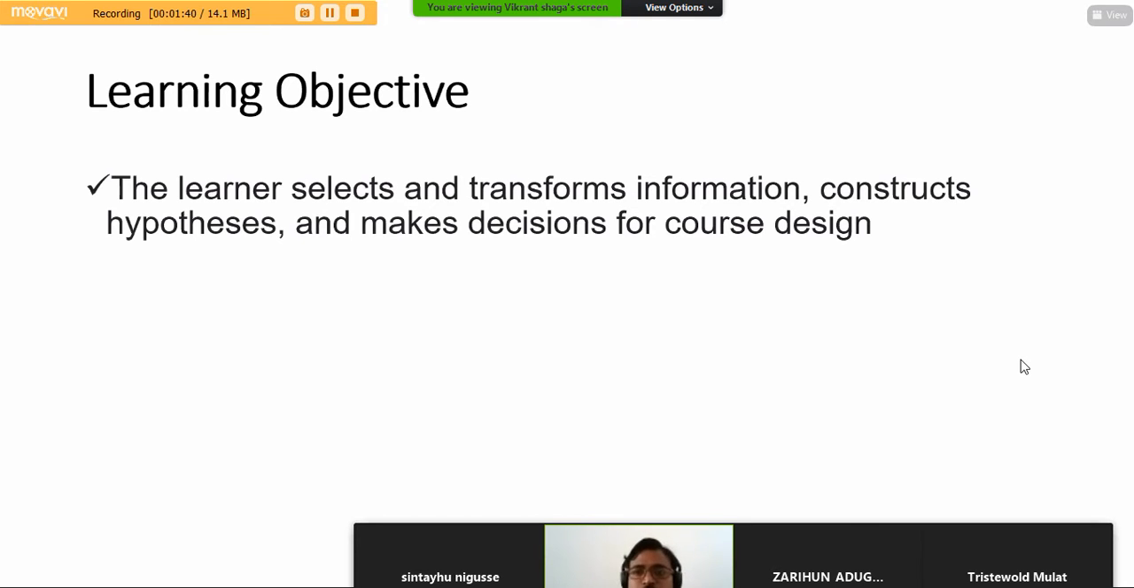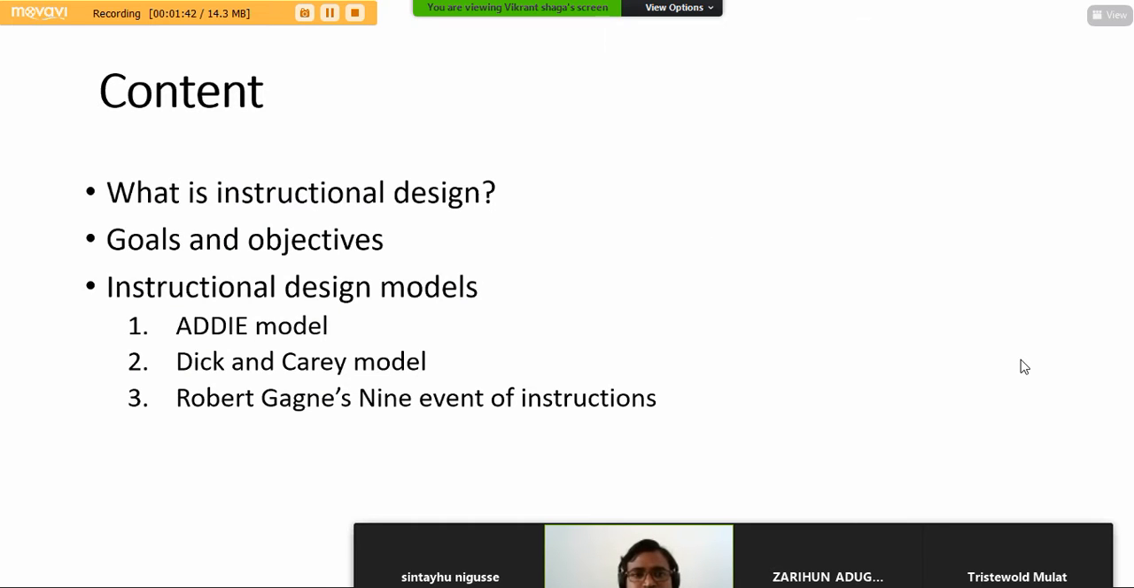Okay, so let's begin with the contents. These are small contents, but we'll see what different models are very important in instructional design. First of all, what is instructional design? We are going to see the goals and objectives of instructional design, and the different models. I think the last model we have already seen in the previous session, Robert Gagné's nine events of instruction. So basically we have to focus on these two models.